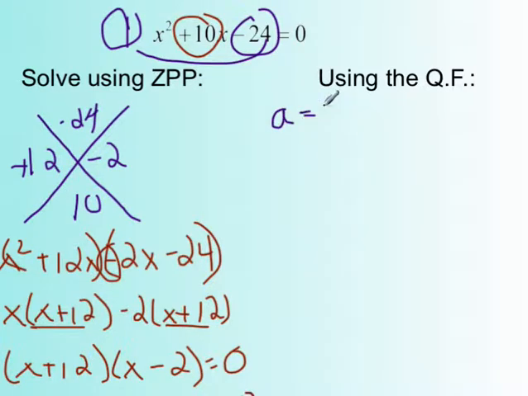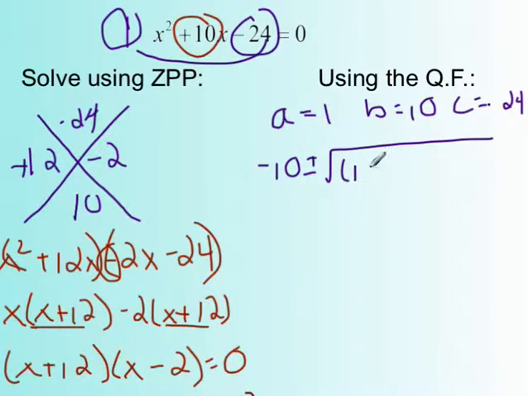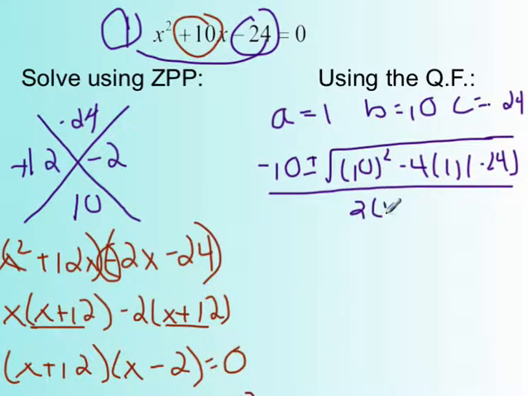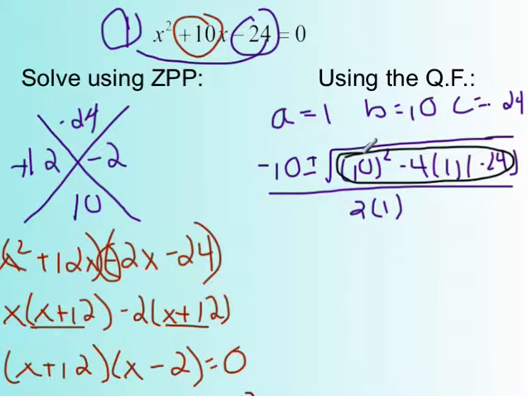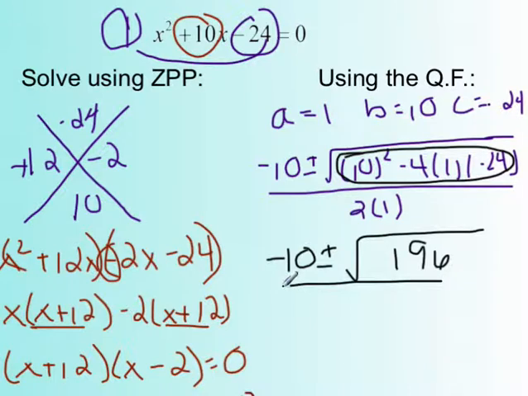So my a is equal to 1, my b is equal to 10, and my c is equal to -24. So then we're going to do the opposite of b, plus or minus the square root of b squared minus 4a, and then c is -24, all over 2a. Now we can simplify underneath the radical. You're going to plug that part into your calculator first. So we're going to get -10 plus or minus the square root. Well, 10 squared minus 4 times 1 times -24 is 196. Again, plug that into your calculator to make sure that's what you get. And 2 times 1 is 2.